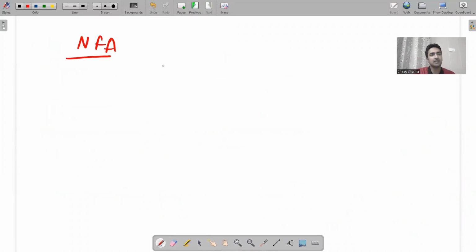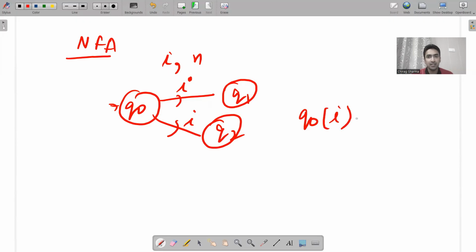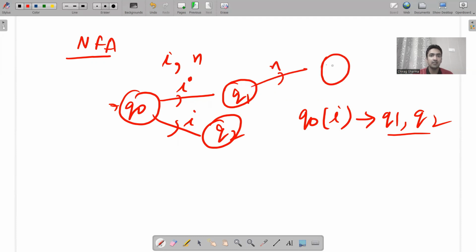So I'm taking this example, I comma N. In NFA, there is this possibility. It's not that it will always be, but there is this possibility that Q naught, when it is given I, can go to Q1, and when it is given I, it can go to Q2. So it means Q naught, when it is given I, it can go to Q1 comma Q2. I don't know which is right. This is one important fact. The same applies with Q1: when it is given N, it can go to Q3, it can go to Q4.